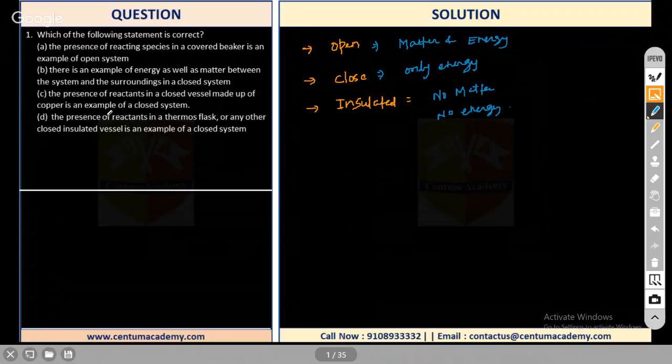So option D, the presence of reactants in a thermoflask. We consider thermoflask as an insulated system, right? Or any other closed insulated vessel. Since it is closed, obviously matter cannot transfer. Now it is insulated also, so energy also cannot be transferred. So this is not an example of closed system, but of insulated system. This is insulated, this is closed, and this one is open. So option D is correct here. Clear?